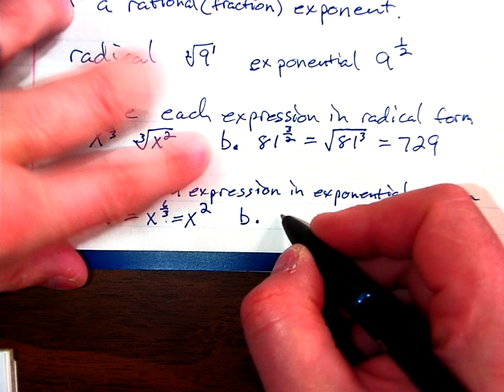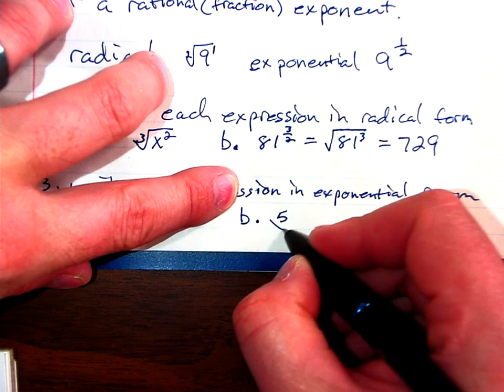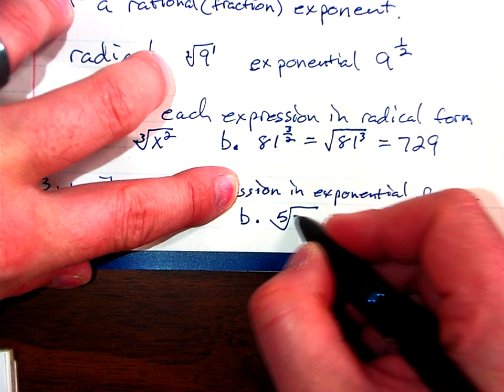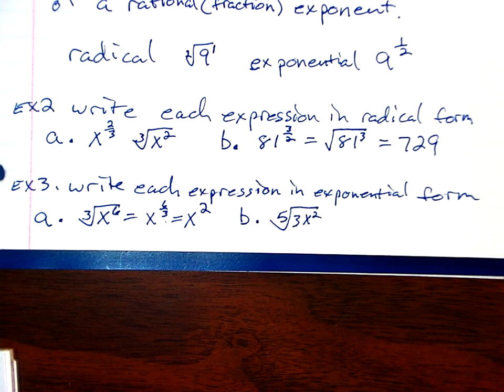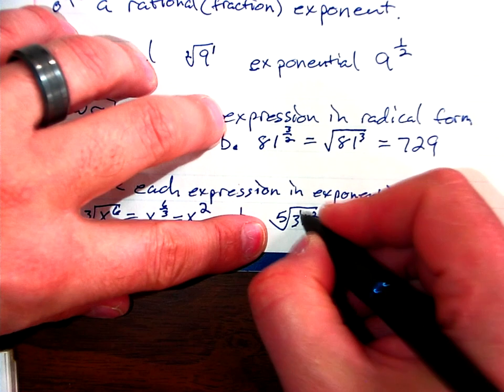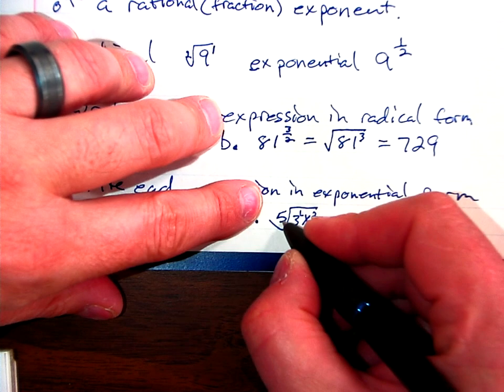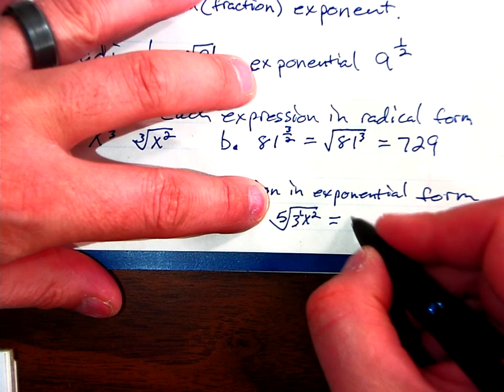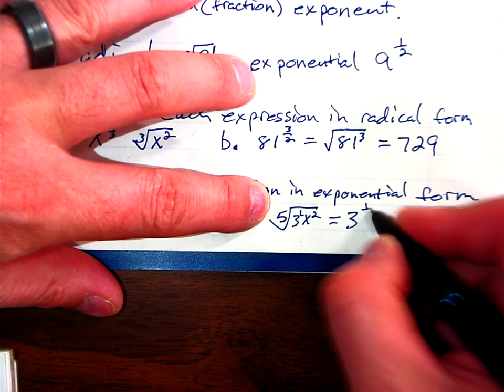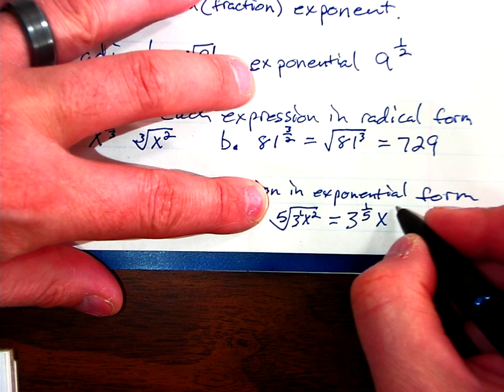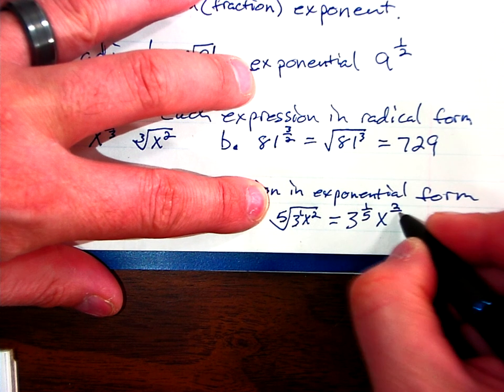All right, last problem. 5th root of 3x squared. What's the exponent on the 3, even though we don't see it? 1. So remember, the index is your denominator. So 3 to the 1/5, x to the 2/5.